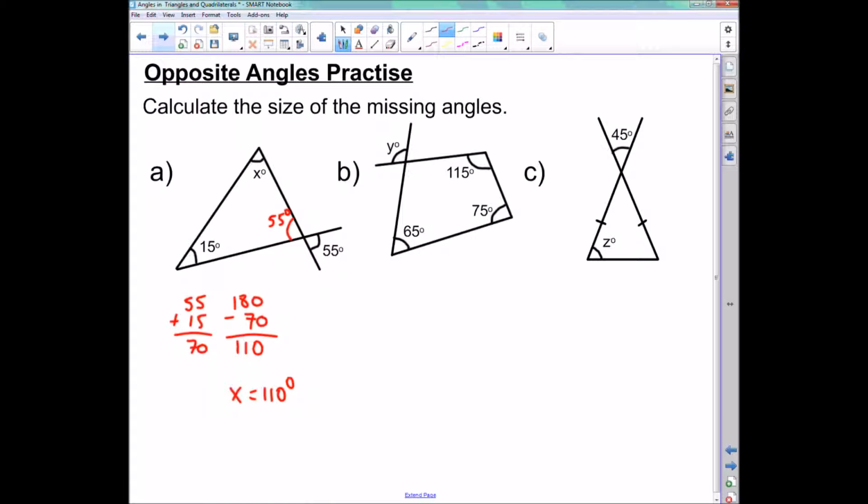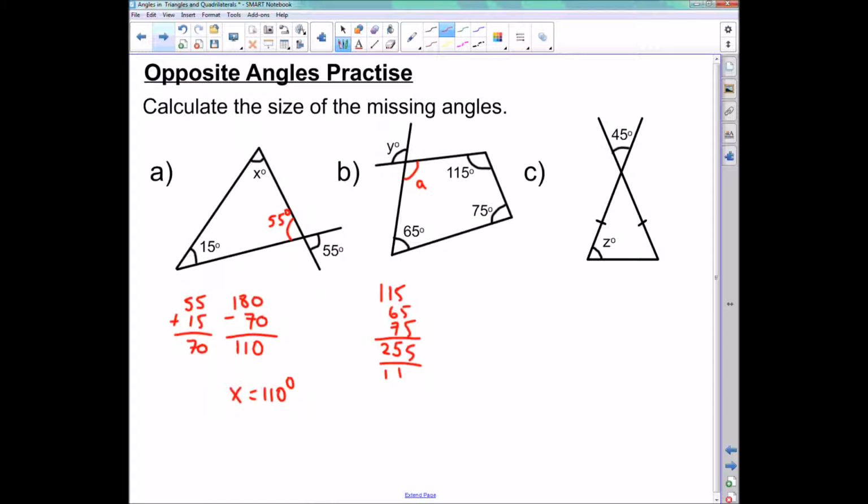Okay, so the second question, hopefully you realized that this angle here was opposite to y, and we can work that angle out because it sits within a quadrilateral with the three other angles there. So first off, we're going to find this angle which I've called A. So I've got 115, 65, and 75 all added together. 5, 5, and 5 is 15. 1, 6 is 7, add another 7 is 14, add the last 1 down the bottom there is 15.